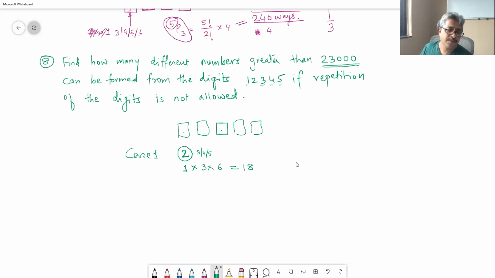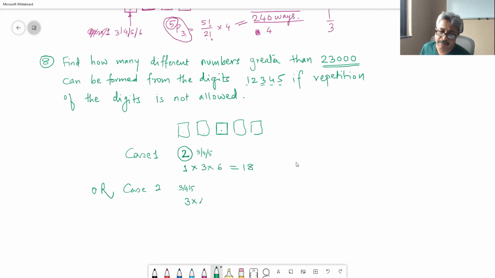Case 1 we have found out 18. Or case 2. First digit can be occupied in these 3 different ways, 3, 4 or 5. And then the remaining 4 digits can be placed in any order. The number will be greater than 23,000. So it is 4 factorial.